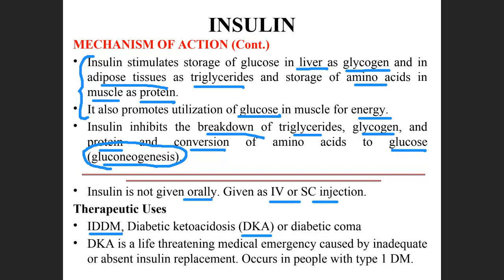Diabetic ketoacidosis. What is diabetic ketoacidosis? It is a condition in which there are high levels of ketones in the body. So it is a life-threatening condition in which there will be deficiency of insulin, and it will lead to major problems in the body. It usually is seen with people who have type 1 diabetes mellitus.